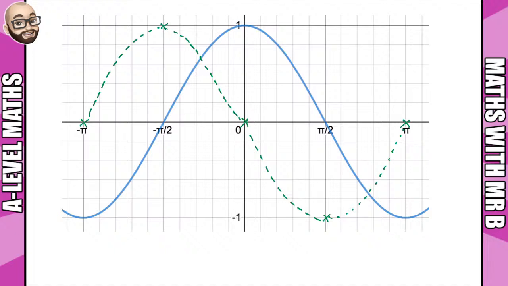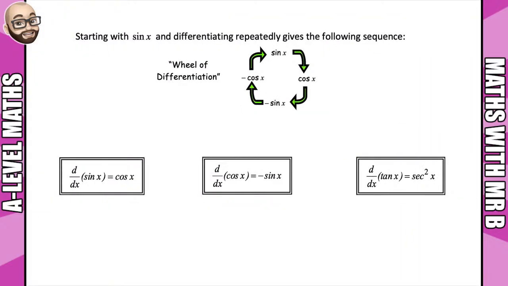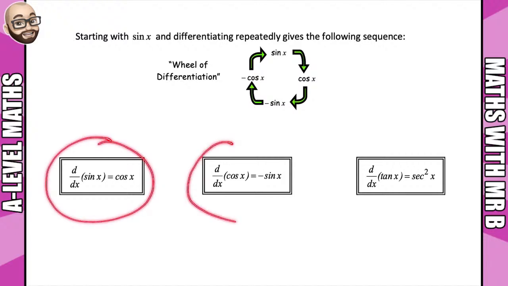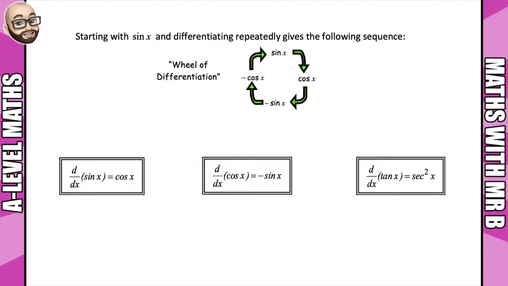So sine went to cos, cos has gone to negative sine, and if we continue doing this type of idea by looking at the gradients, we'd actually get what we call the wheel of differentiation. So sine has gone to cosine, cosine goes to negative sine, negative sine would therefore go to negative cosine, and negative cosine goes all the way back to sine. So that's why you can understand that it's called the wheel of differentiation. We've also got the more technical way of writing it here at the bottom.